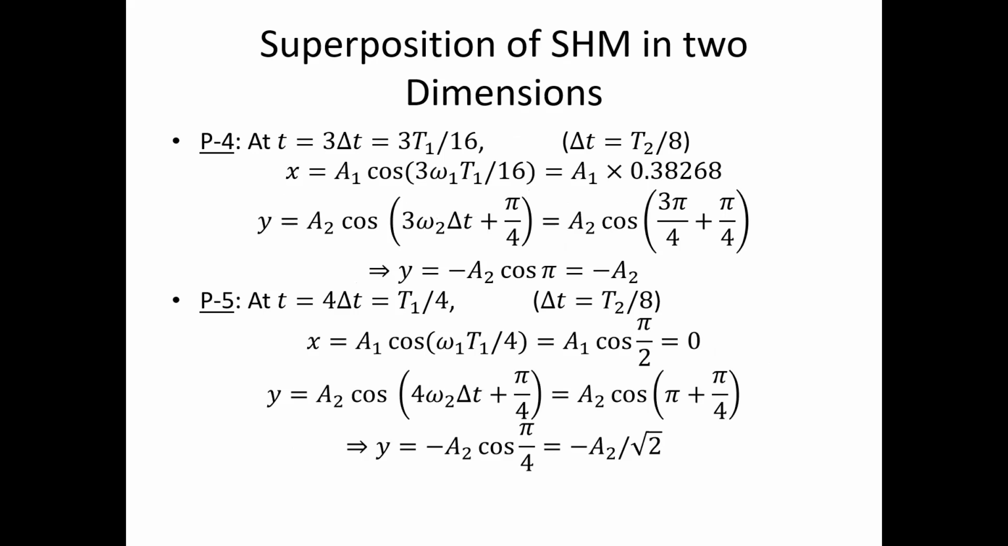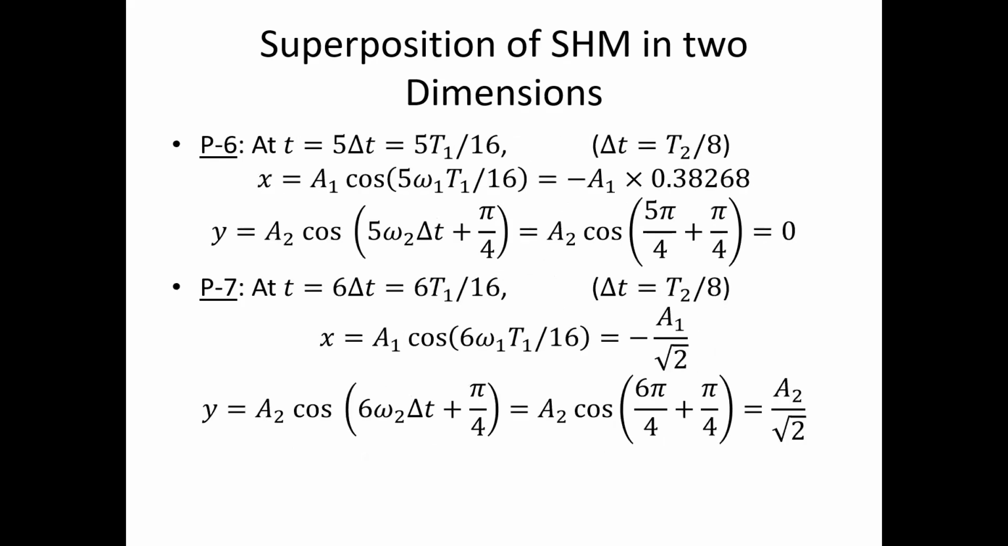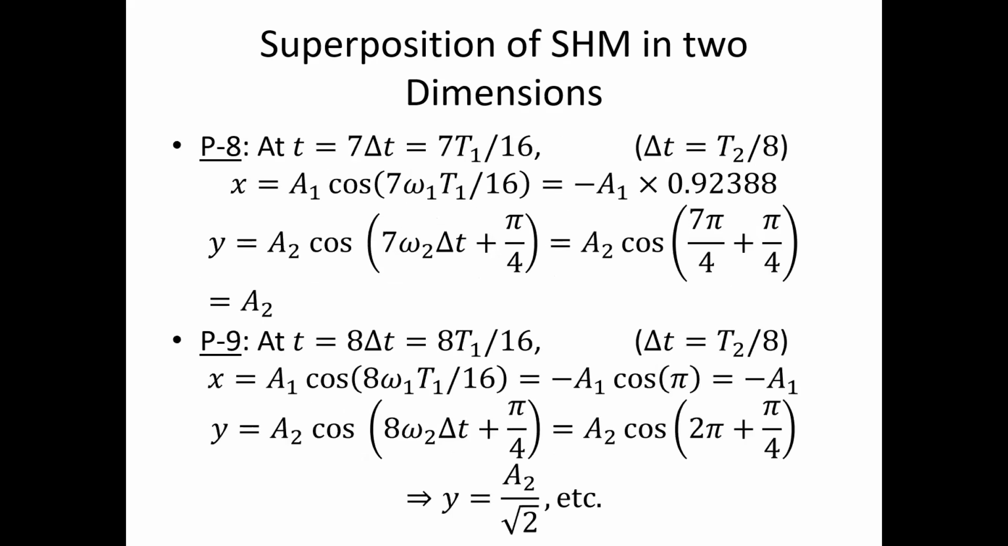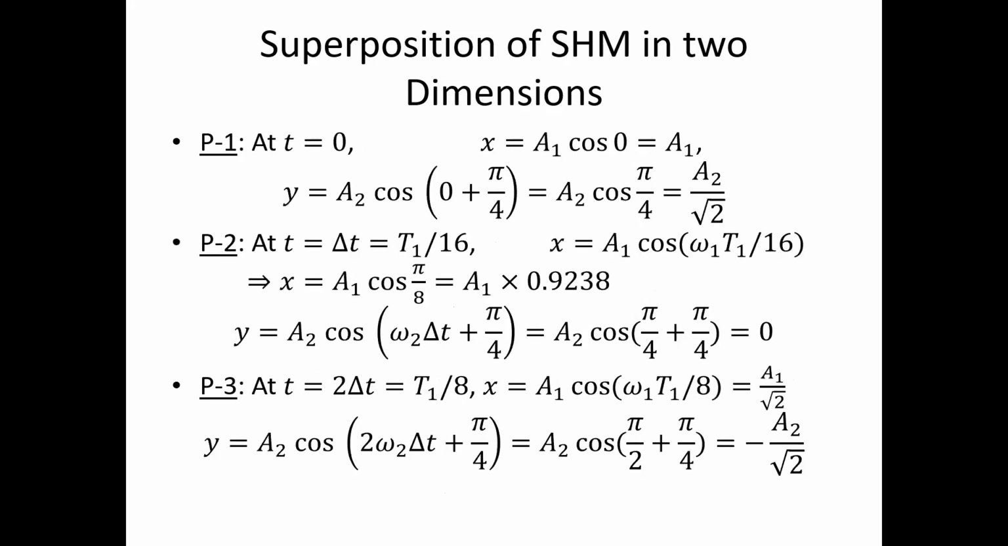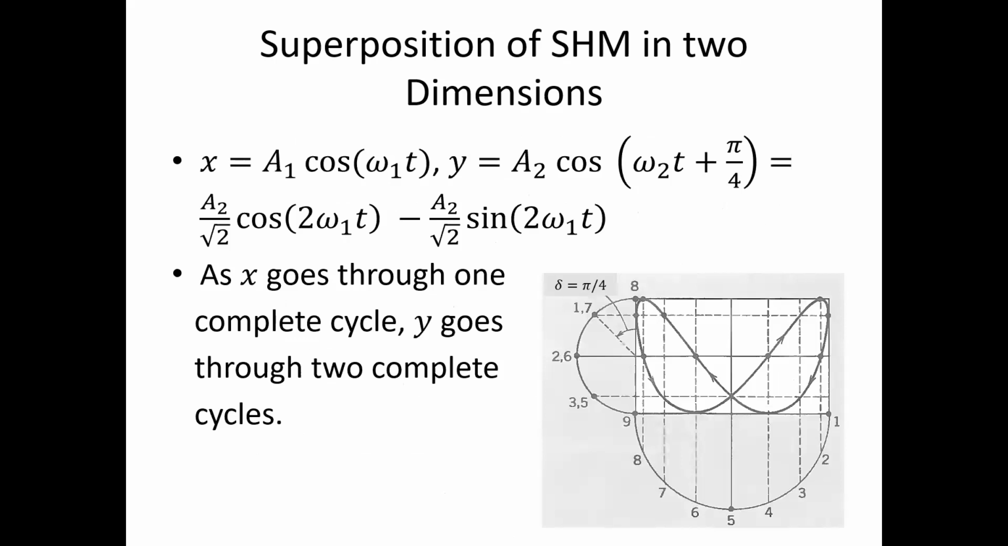Similarly, we can show that at different times, we will get different positions of x and y. If you trace out these things, we can do the math very easily. Then for different positions, we have the total path. It's a kind of complicated path, but this is what we have.